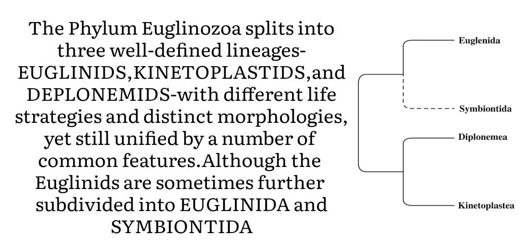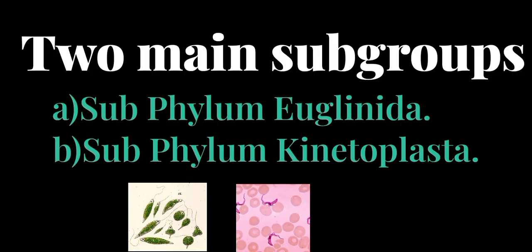The phylum Euglenozoa splits into three well-defined lineages: euglenids, kinetoplastids, and diplonemids, with different life strategies and distinct morphologies, yet still unified by a number of common features. Although the euglenids are sometimes further subdivided into Euglenida and Symbiontida. Two main subgroups are subphylum Euglenida and subphylum Kinetoplasta.